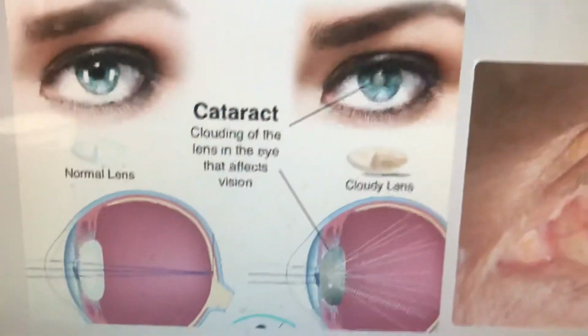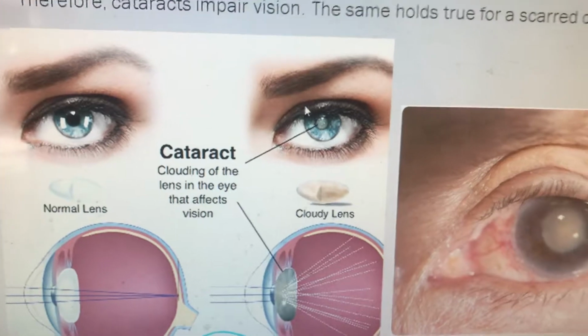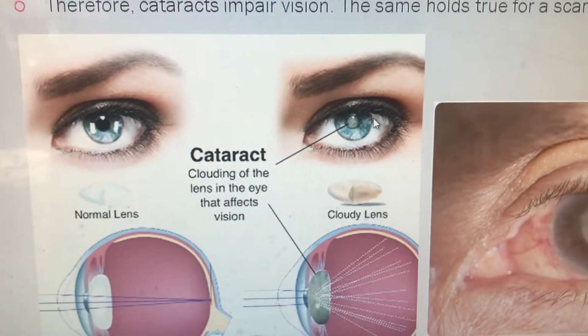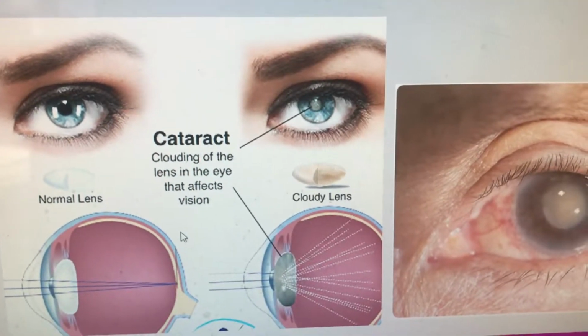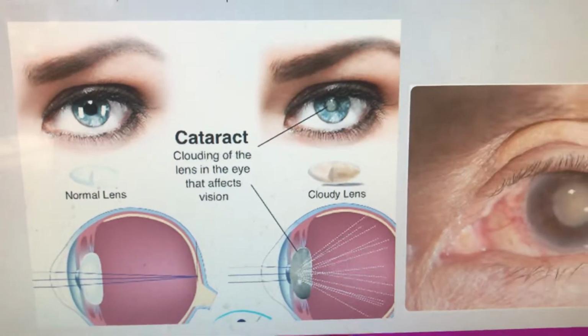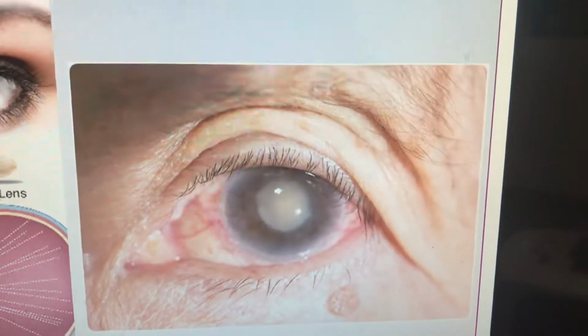So as you can see, you have your normal eye on the left, and on the right you have that cataract. And the cataract, again, it's clouding of the lens in the eye that affects your vision. So there would be the cataract in that patient.